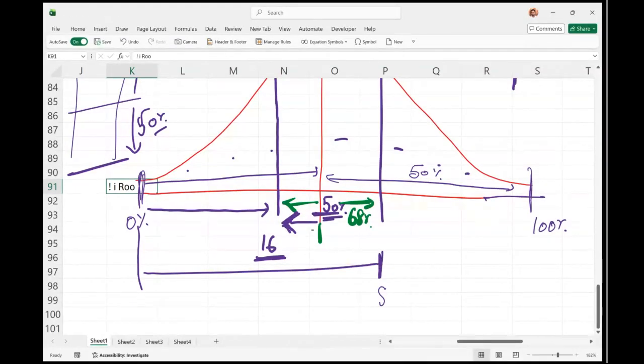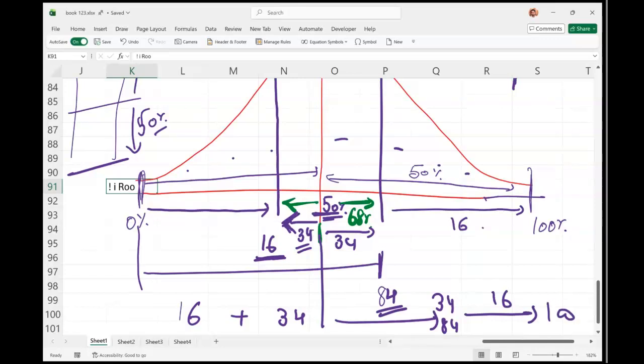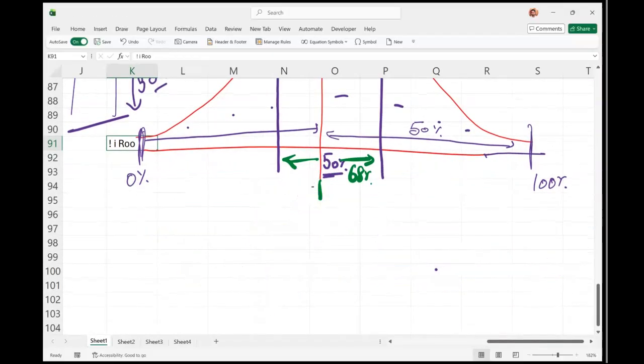This will become 84, because 50 plus 34 on the right-hand side, this was 34 on the left-hand side. So this will become 84 and this will become the remaining 16. So it's like 16% here, 16% plus 34 reaches 50, then plus 34 reaches 84, and then plus 16 gives you 100%. So this 34 plus this 34 becomes the middle 68% of the data.